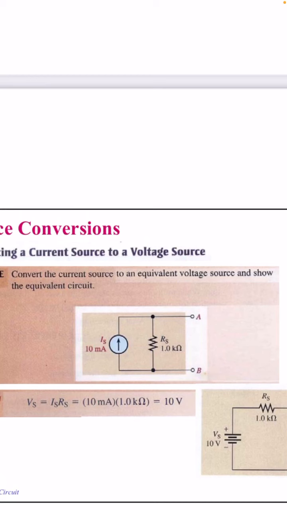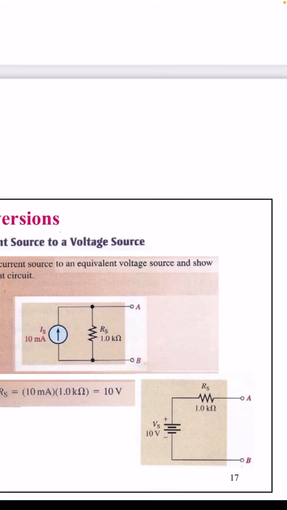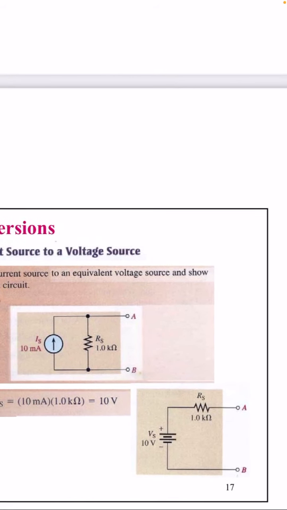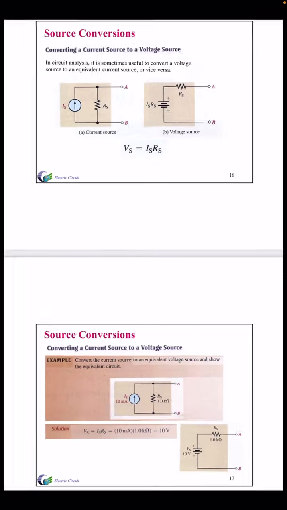So here we will calculate Vs, which will be Is into Rs. So it will come to 10 volt. You check it please. To 10 volt, Vs will be connected, which will be our voltage source. So we have replaced a current source with a voltage source, from a 10 milliampere current source to a 10 volt voltage source, and 1 kilo ohm is the Rs. Its value will be the same, but it will be connected from parallel to series. This will be your answer.